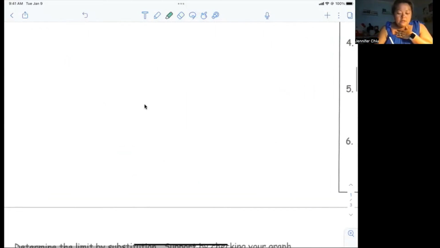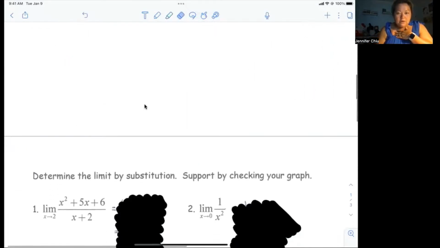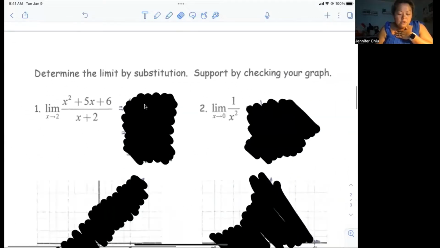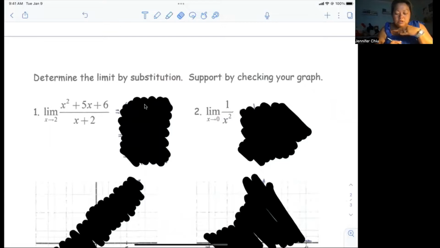Okay. All right, let's go ahead and quickly review this. There are a lot of blobs here because I don't want you to see the work yet. First of all, it says determine the limit by substitution, support by checking your graph. So we're going to plug this in. That's what you really do. The first thing you do with limits is you plug it in and see if you get an answer.